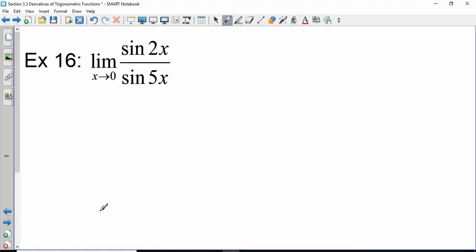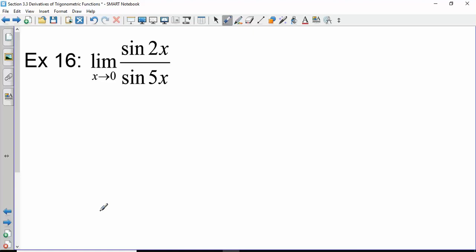This one needs a little work. What are we missing here? We have a sine 2x that would have to be divided by 2x. We have a sine x that would have to be divided by 5x, right? I can't just evaluate my limit because I get 0 over 0. So does anyone have any ideas?